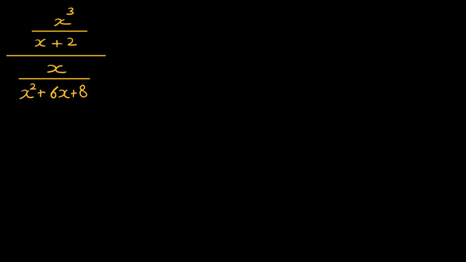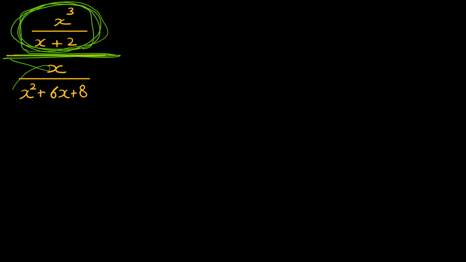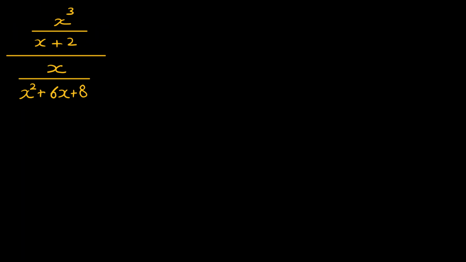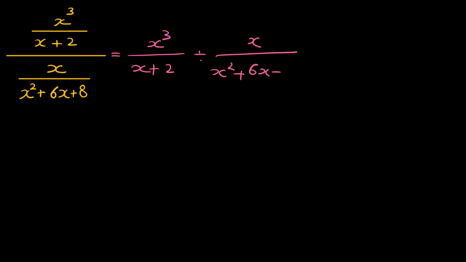Now look at this example. We have a compound rational expression. We have a fraction, a rational expression in the numerator, divided by another rational expression. So this is like a division. If you want, you can write this in the form of x^3 over x plus 2 divided by x over x^2 plus 6x plus 8.